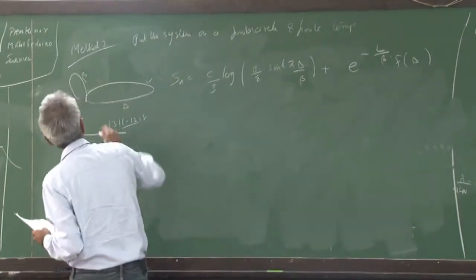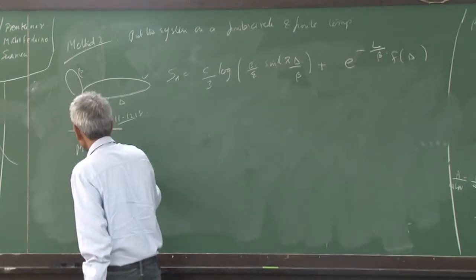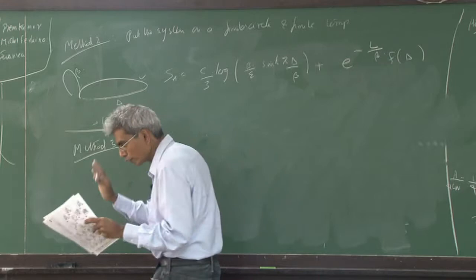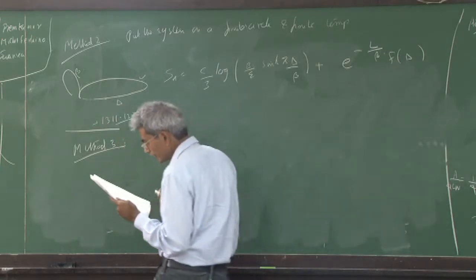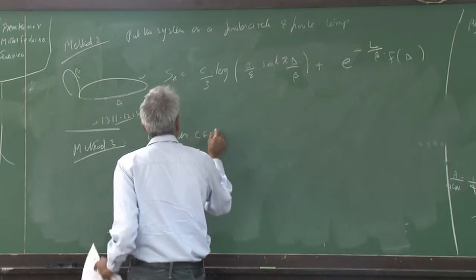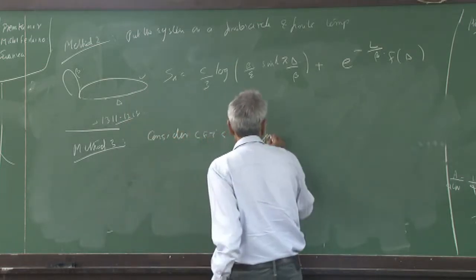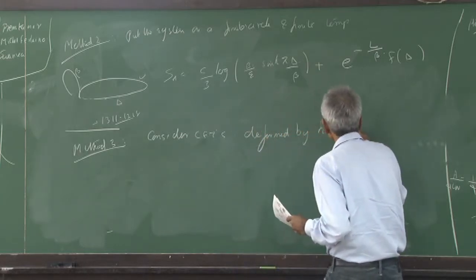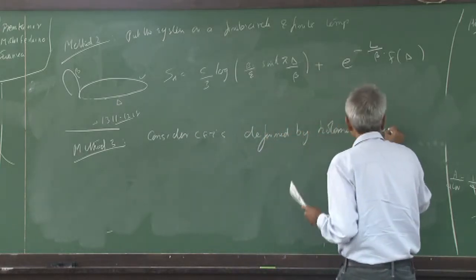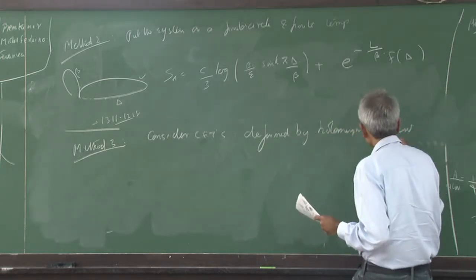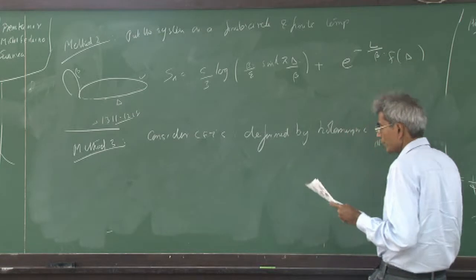But what we will do is consider another direction to explore here, method 3. It looks esoteric at first, but I will try to motivate it. Consider CFTs deformed by holomorphic currents at, say, temperature beta. So the CFT is at temperature beta.